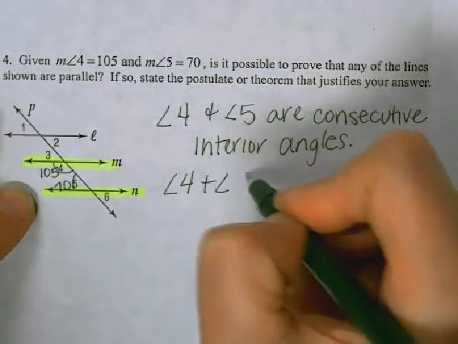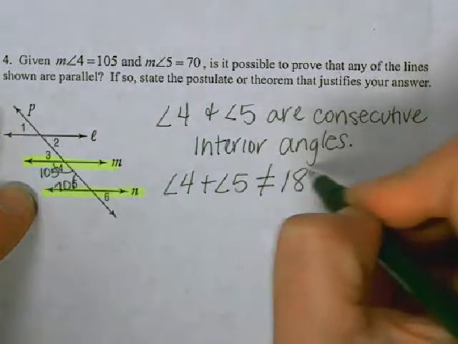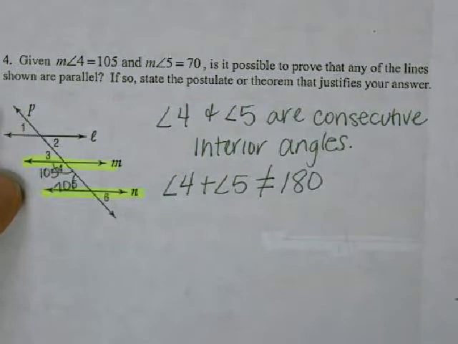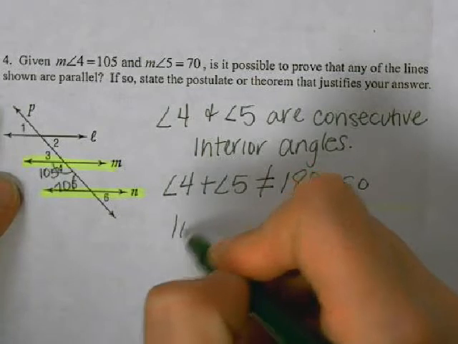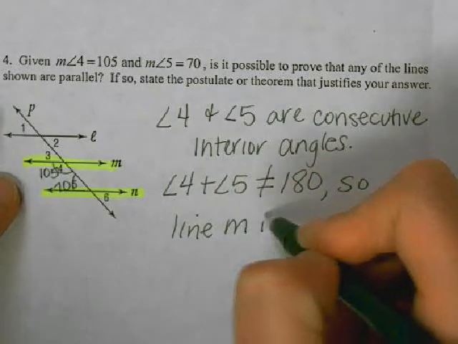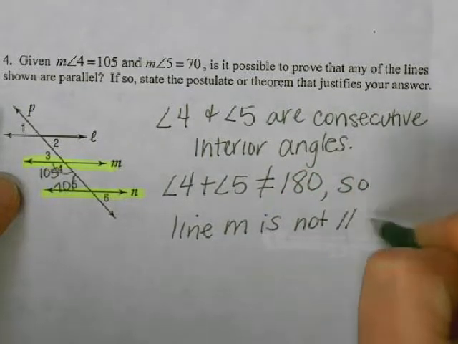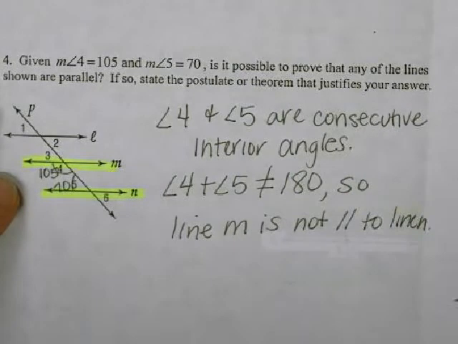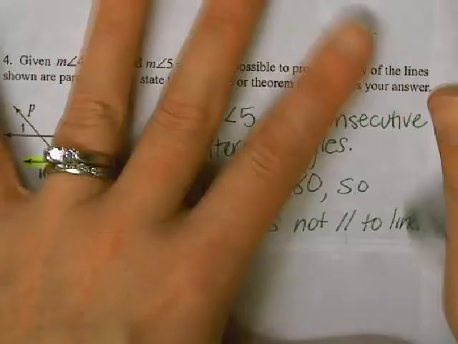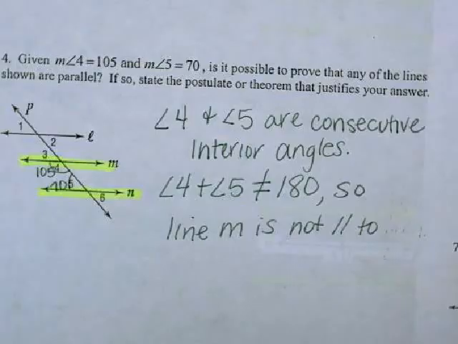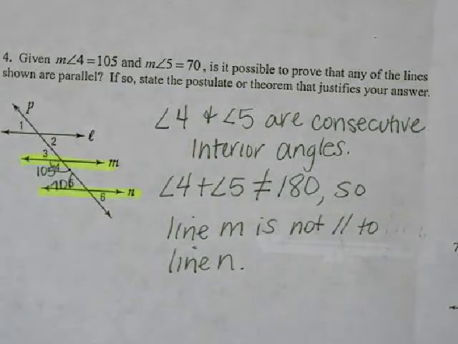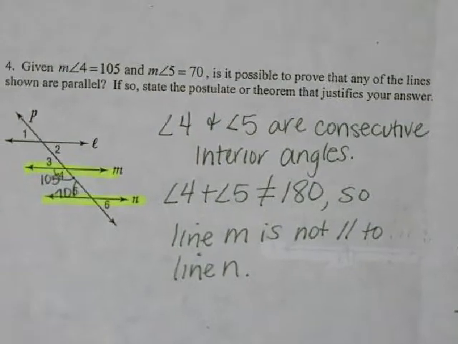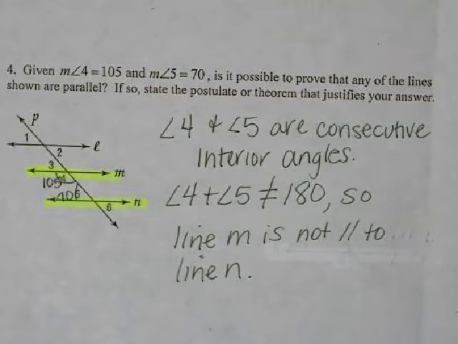Angle 4 plus angle 5 does not equal 180 degrees. Remember, these are supposed to add to 180. They add to 170. So, line M is not parallel to line N. And maybe I'll write that on the second line to make it a little bit neater. Okay? So all you're doing is trying to figure out which two lines they're talking about, okay?